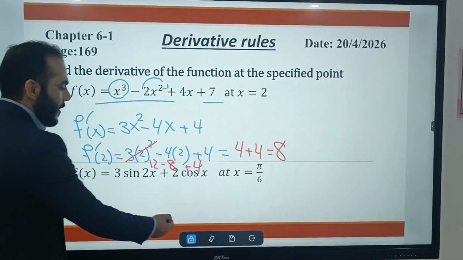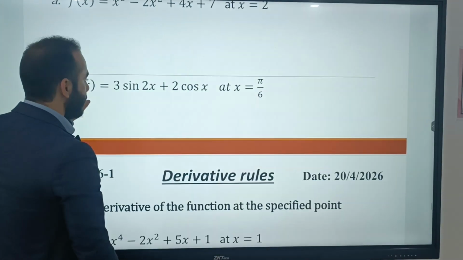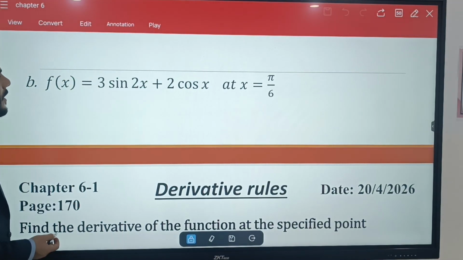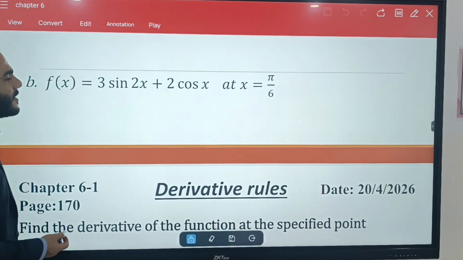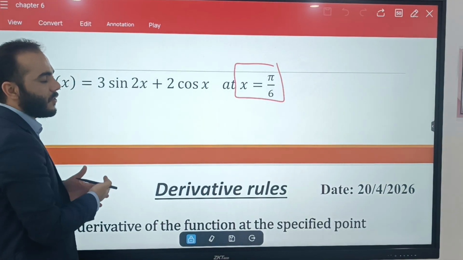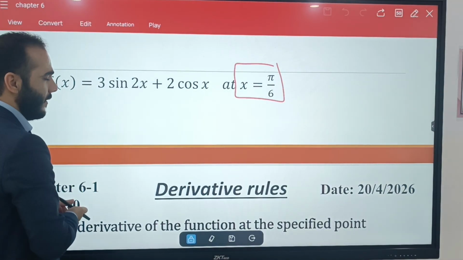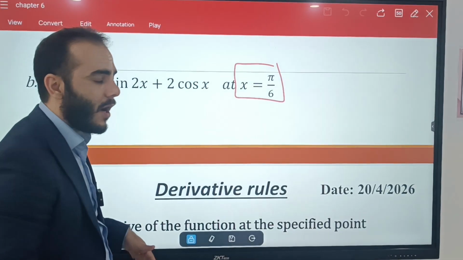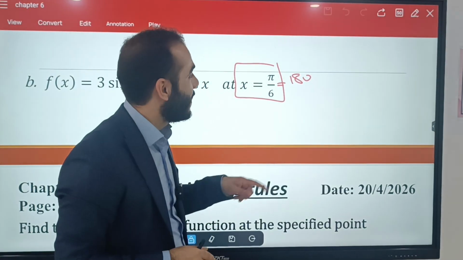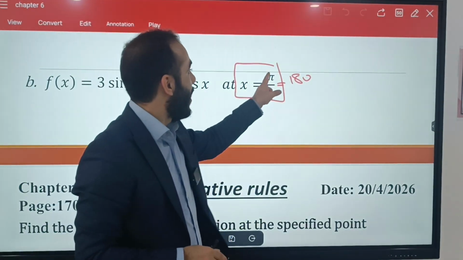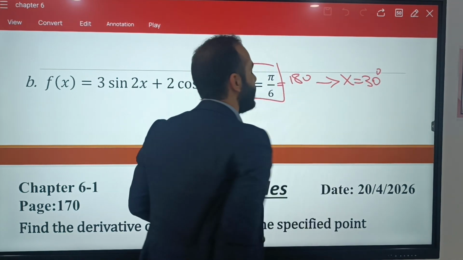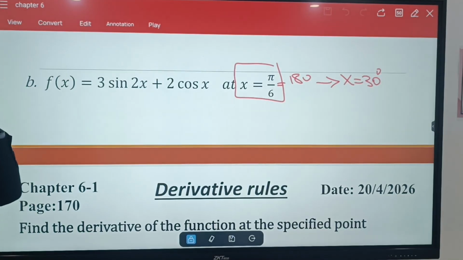That's it. The next function, okay, f of x equals 3 sine 2x plus 2 cosine x at x equals pi over 6. There are like 2 ways or maybe more ways to do this one. First of all, if you want to just stay away from pi, consider pi as 180. Why? Because in trigonometry we said that pi equals 180 degrees. So 180 over 6, you can say that x equals 30 degrees. If you want to use a calculator, go this way. X equals 30 degrees.